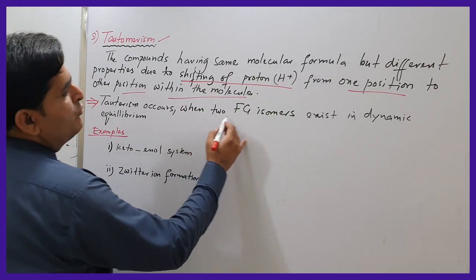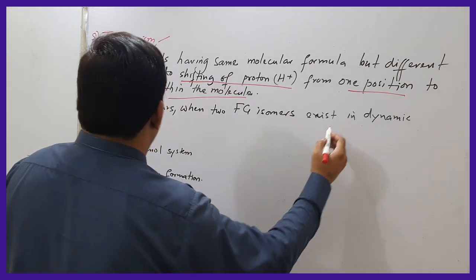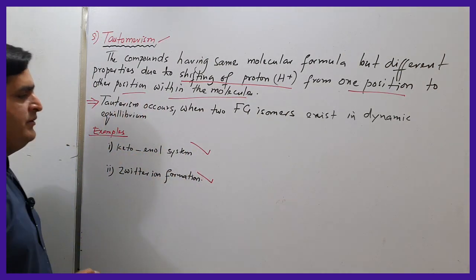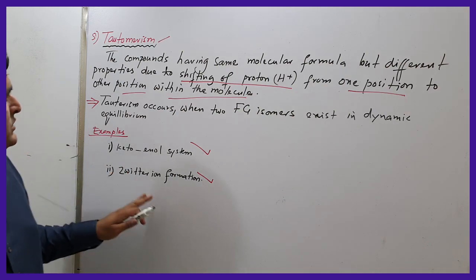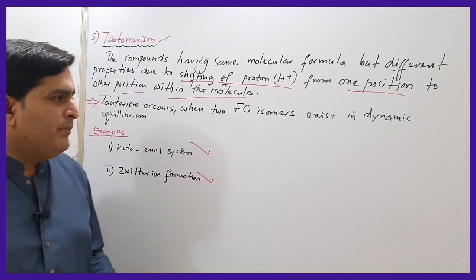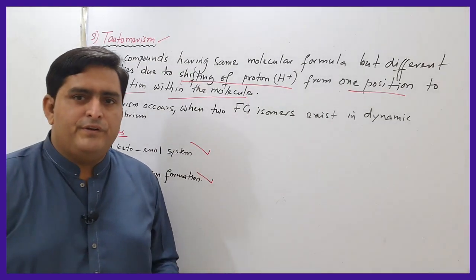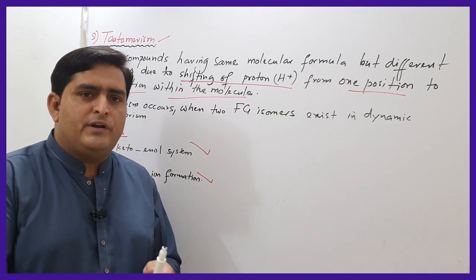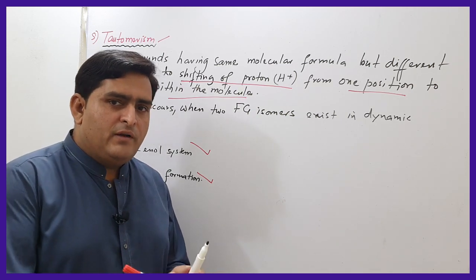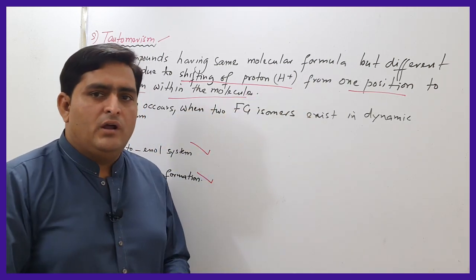Tautomerism occurs when two functional group isomers exist in dynamic equilibrium, such as in keto-enol systems, and such as in zwitterion formation. So in this type of isomerism, the compounds have the same molecular formula, but they differ in properties due to detachment of hydrogen from one position and attachment at another position.